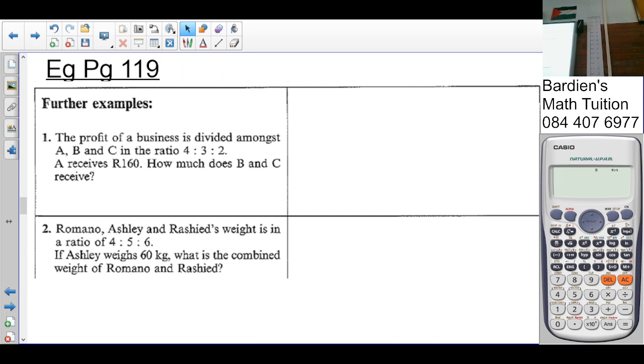Okay. So here we are told that the profit of a business is divided amongst A, B and C in the ratio 4:3:2. A receives 160 rand. How much does B and C receive? Okay? So I want you guys to set that one up quickly. It's very similar to the previous example we did. Okay? So do that quickly.